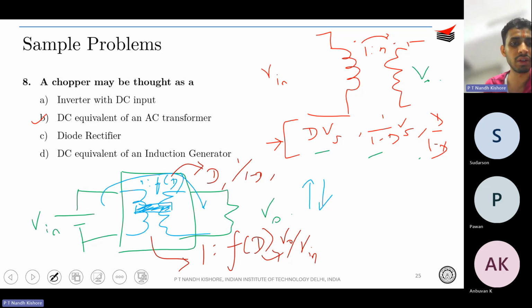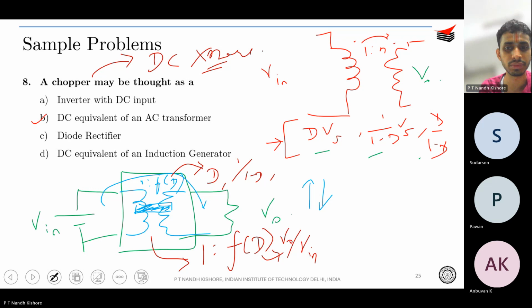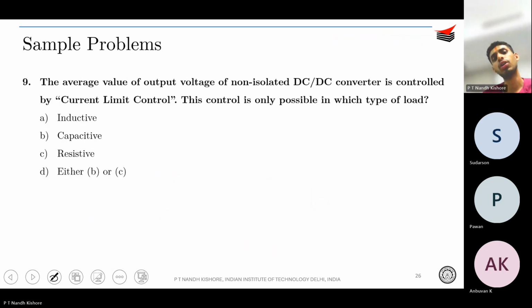Let's say we call it DC equivalent of an AC transformer. We call the choppers also as DC transformers. If someone tells you it's a DC transformer, yes, chopper can be thought of as a DC transformer. Okay. So average value of output voltage of non-isolated DC-DC converter is controlled by current limit control.